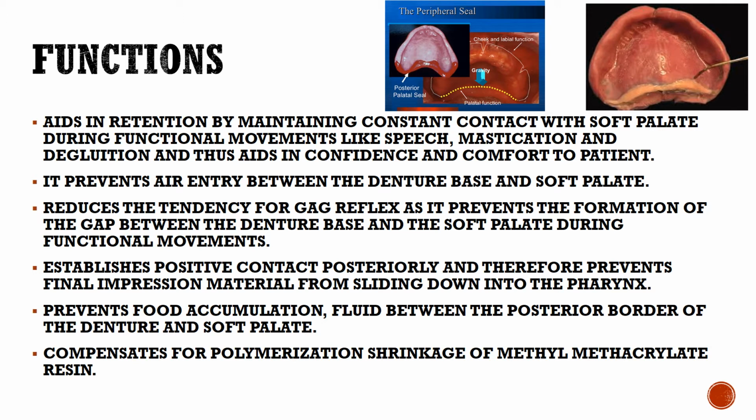Then the next is it establishes positive contact posteriorly, and therefore it prevents final impression material from sliding down into the pharynx. When you're taking a final impression, you're taking it with the help of zinc oxide eugenol. At that time, you have recorded your PPS properly, and because of that, there's a proper seal. After that, when you're taking your final impression, because of that seal, the final impression won't slide into the pharynx.